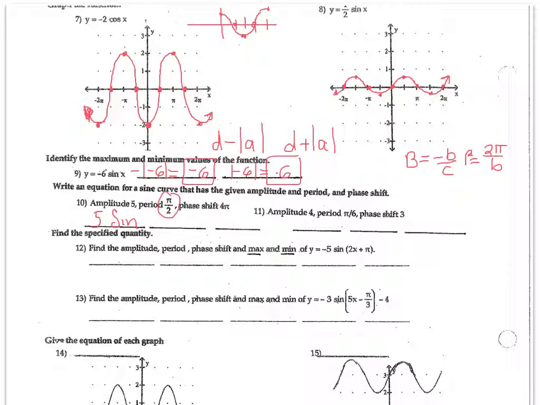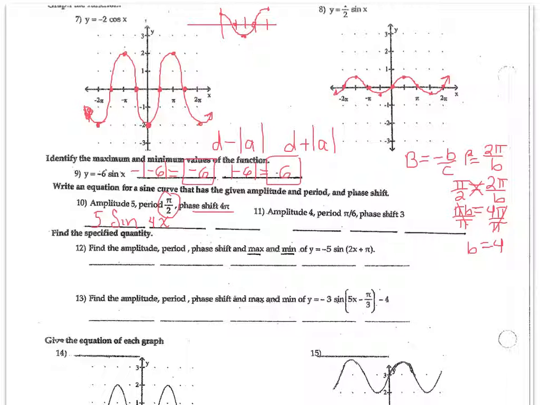Since the period is pi over 2, I'm going to put pi over 2 equals 2 pi over b. And then you just cross multiply. So it's pi b equals 4 pi. When you divide by pi, because you're looking for b, b equals 4, because the pi's cancel out. So this is 4x, and it has a phase shift of 4 pi.